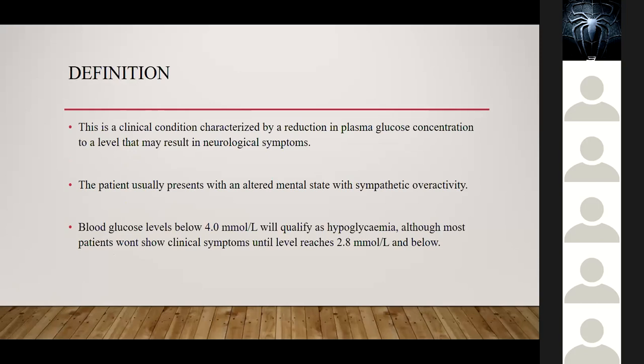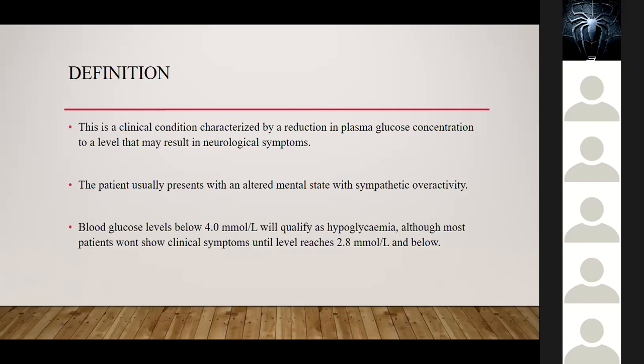So in this case, we are saying that it's a condition that is characterized by an abrupt reduction in the plasma glucose concentration. So it drops to a point that you start showing certain neurological symptoms. Okay, so as we go ahead, we'll see the symptoms that it usually comes with.